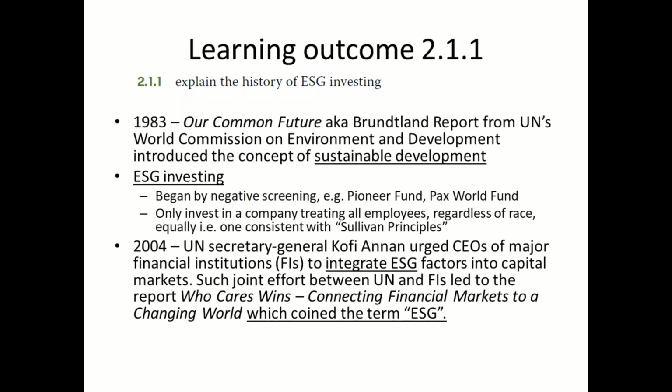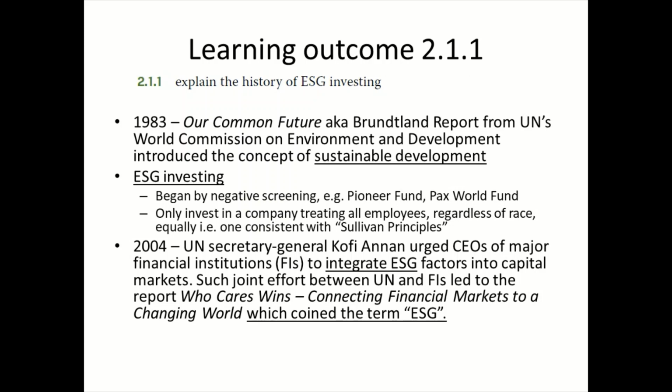The second concept is ESG investing. This began a relatively long time ago, close to a century ago, with the Pioneer Fund and also the so-called Pax World Fund. And not surprisingly, that began with negative screening.